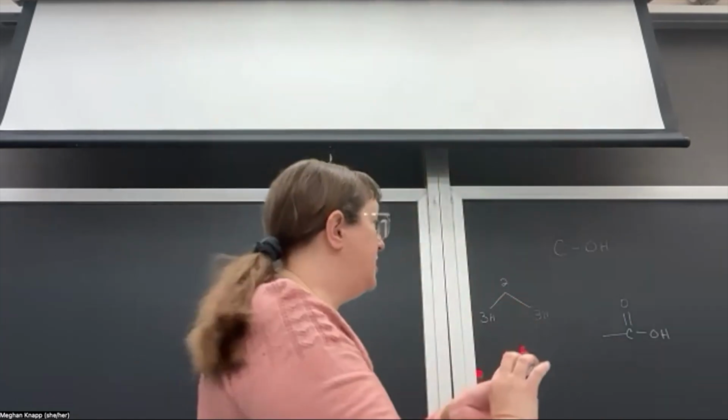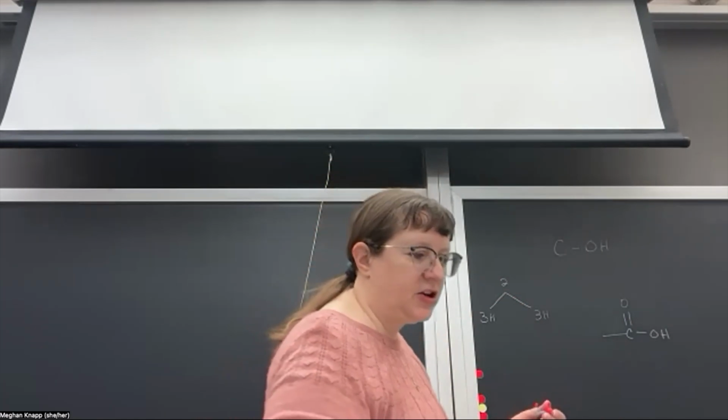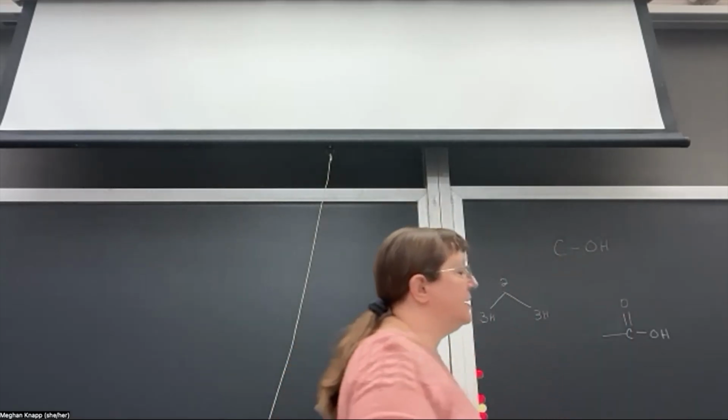Okay, so this is a carboxylic acid, and for some reason my oxygens have extra spokes. You shouldn't have extra spokes on yours. So it should look like this. This is a carboxylic acid.